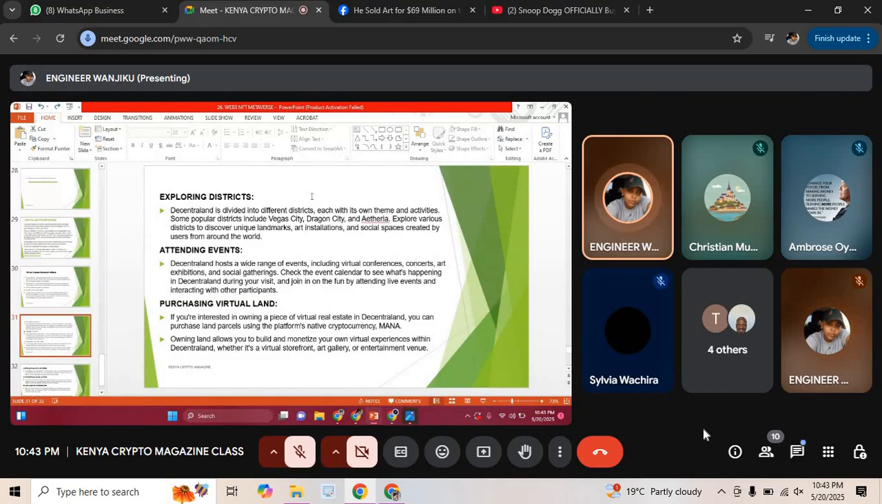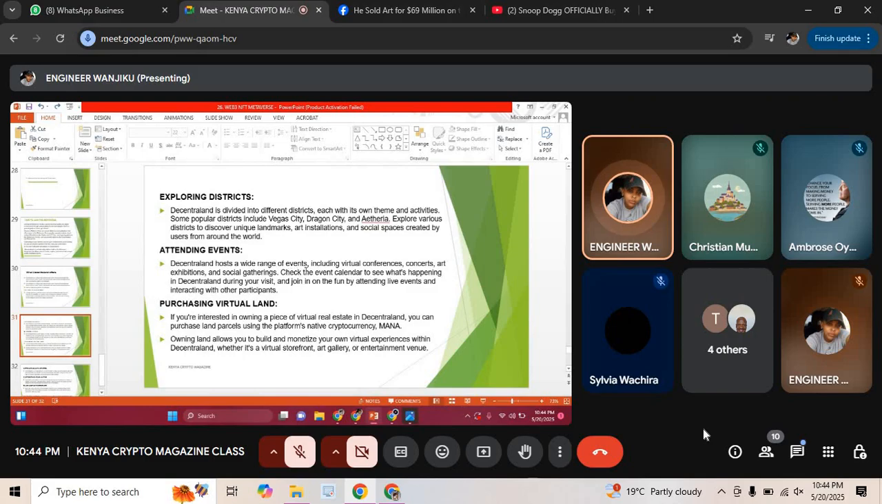Then you have the option of exploring the districts. Decentraland is divided into different districts. Each district has its own theme and activities. Some popular districts include Vegas City, Dragon City, and so on. Explore different districts to discover unique landmarks, art installations, social places, and more created by users in the virtual world. Number 3, you can attend events on Decentraland.